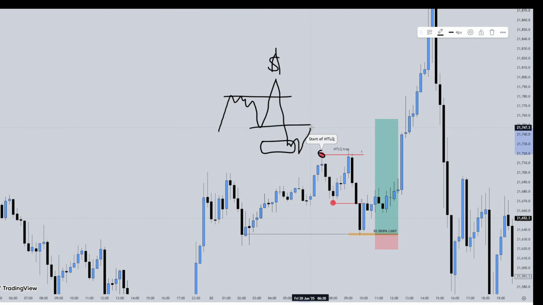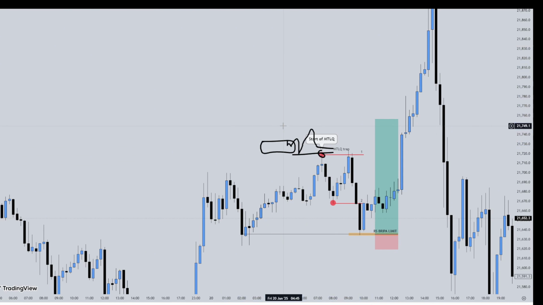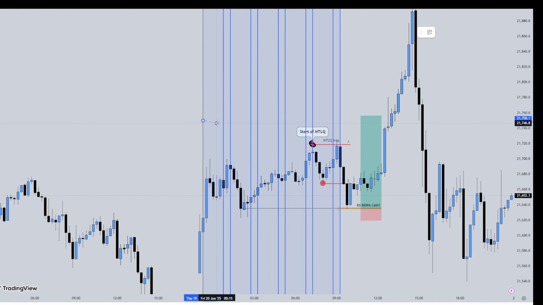Once we break and close above the 50%, we can take this buy, SL below this low, target this high right here. So that's just an introduction to the liquidity cycle. As I said, you can even use these Fibonacci levels. They are not the main Fibonacci levels, but this is just for time.